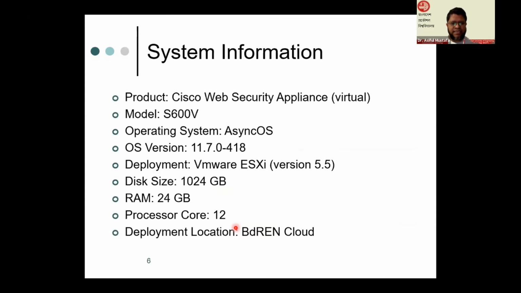For the system, we chose the Cisco Web Security Appliance, or WSA. The model was S600V. We set it up on Cisco AsyncOS as a virtualized environment. For the virtual system, we used VMware ESXi, and the disk size was 1 terabyte, with initially 24 gigabytes of memory in that particular VM. It was deployed in the BdREN cloud in the first installation.